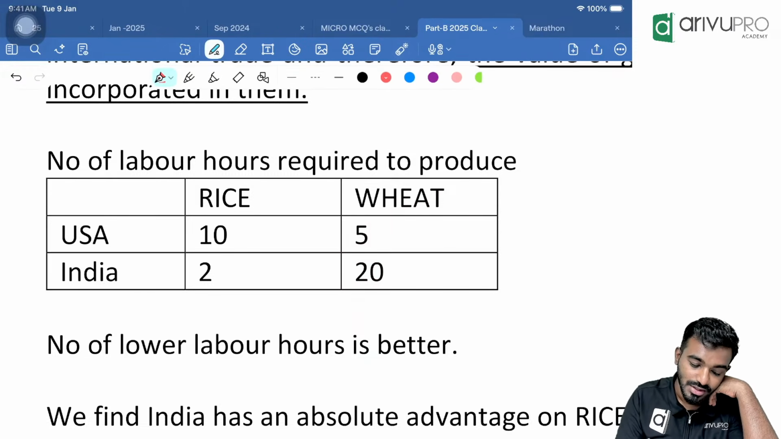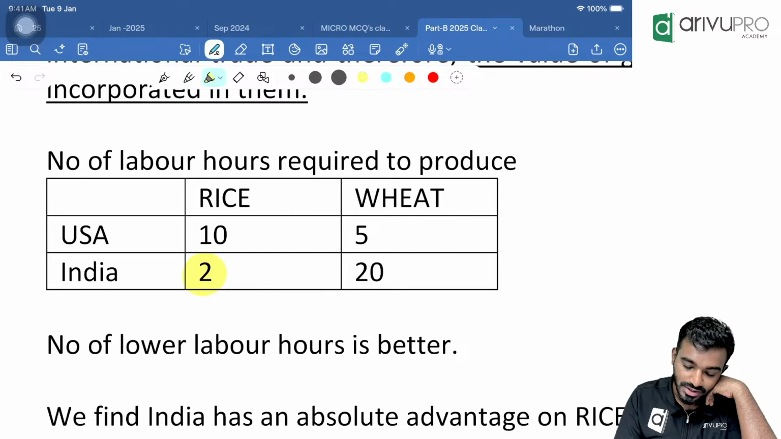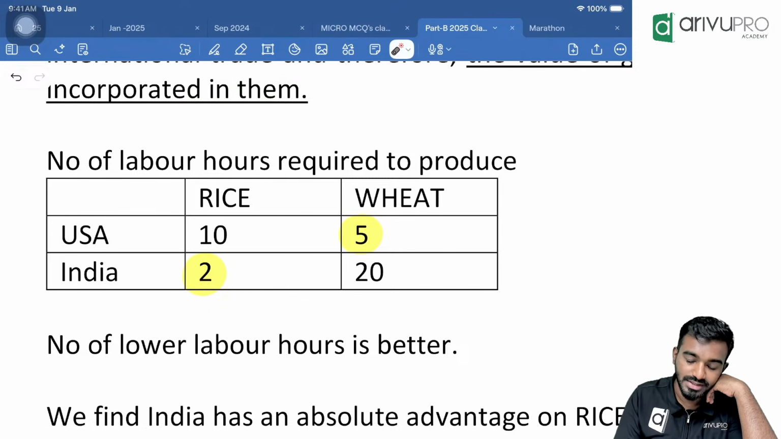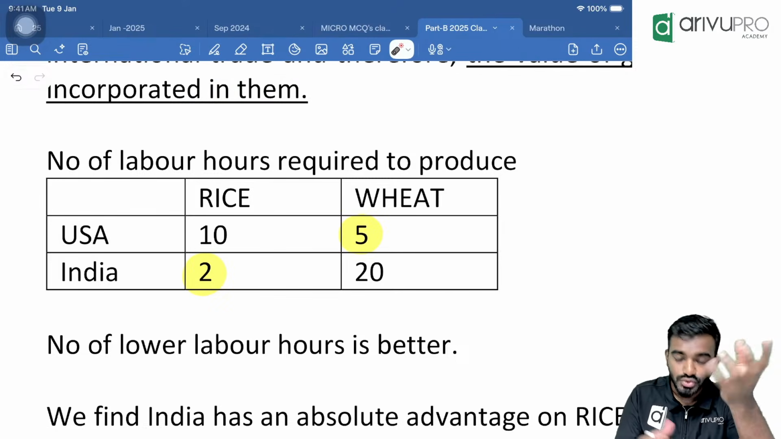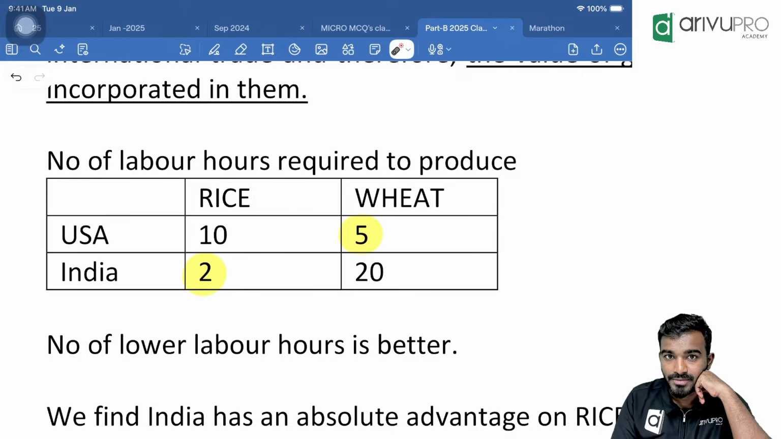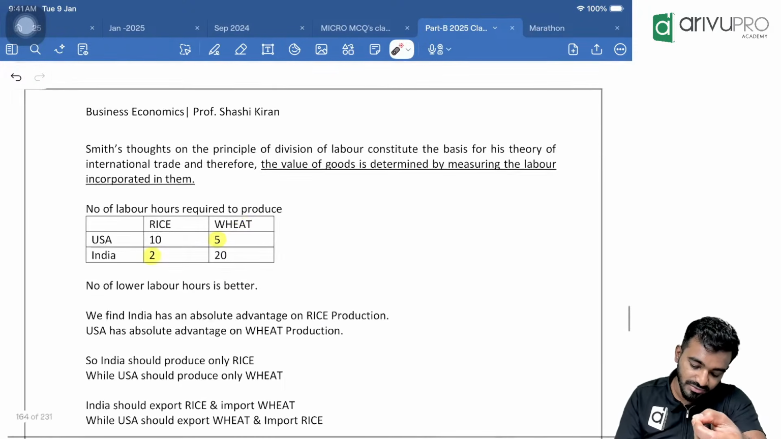USA is better. So India is better with rice productivity. USA is better with wheat productivity. So mutually benefiting trade is possible. Whichever country can produce at absolutely lower labor cost, that nation is better. So in this case, India is better with production of rice.